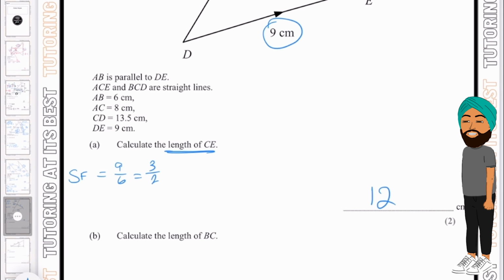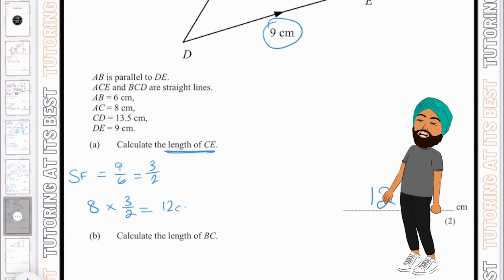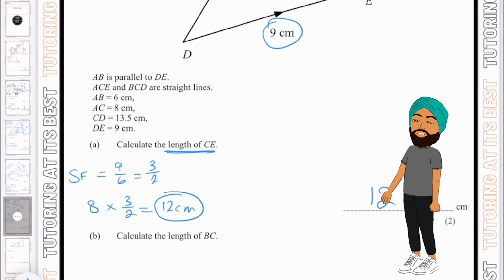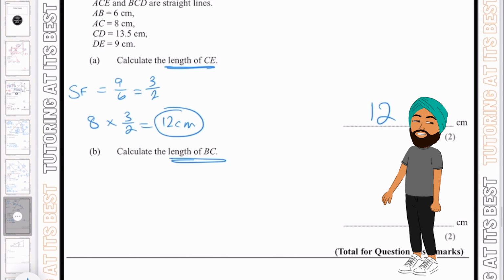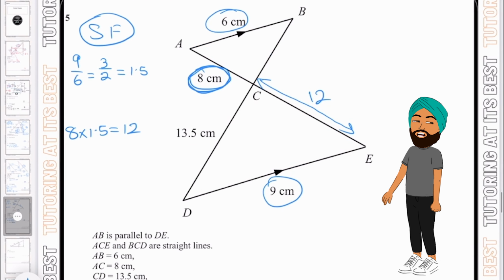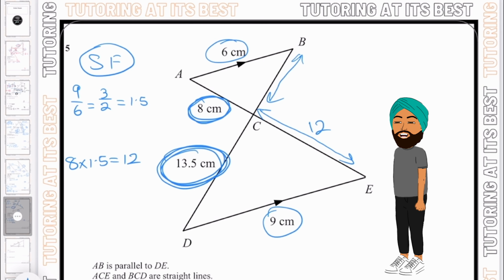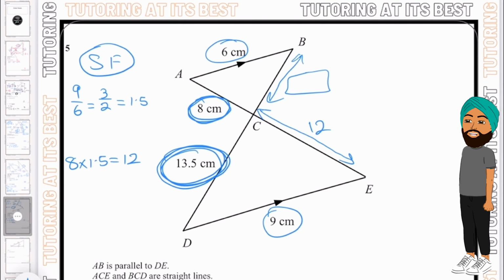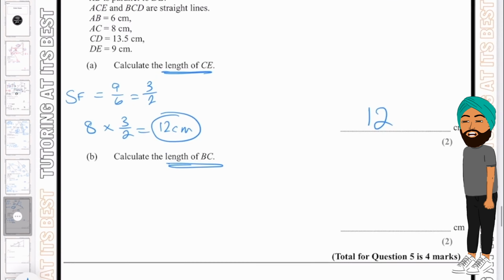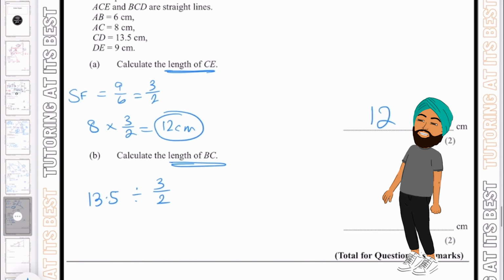I then take 8, which is the smaller side, and times this by 3/2, which gives me 12 centimeters. And then we go for the second part, which is the length of BC. So now, in order to get the length of BC, we now know we're going from a larger side to a smaller side. So again, we'll take our 13.5 here, and we'll simply divide this by our scale factor.